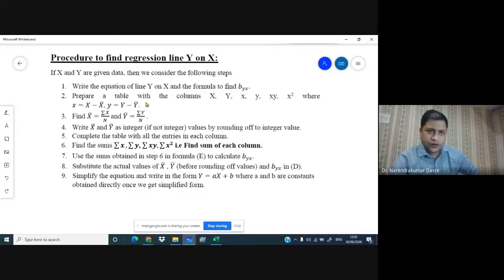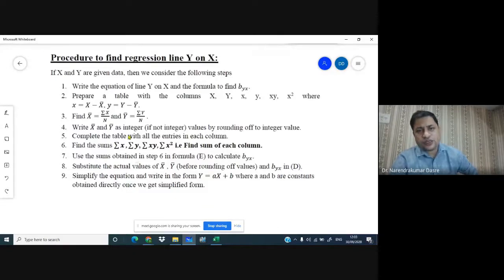What we have to do is prepare the table. As I said, the table is very similar to what we used to prepare for coefficient of correlation. You can see we have capital X, capital Y, small x, small y, x into y, x square and y square. If I want to find out only the line y on x, then only x square. If I want x on y, then we have to calculate y square. And then the rest of this we have to calculate, and then the sums.